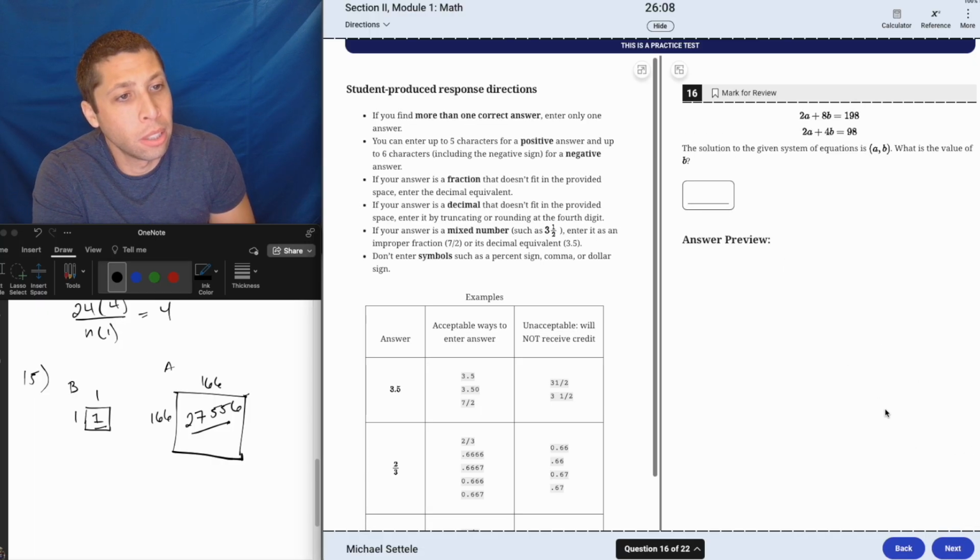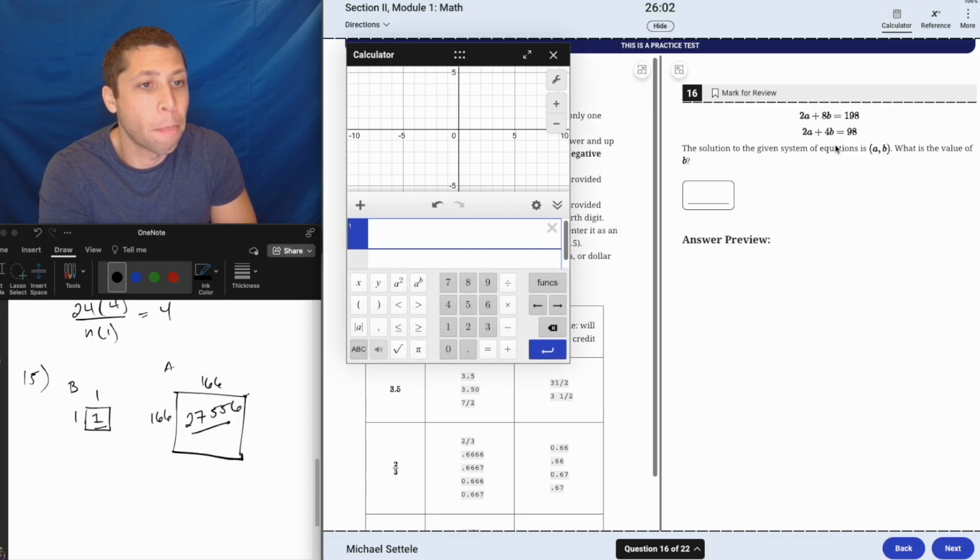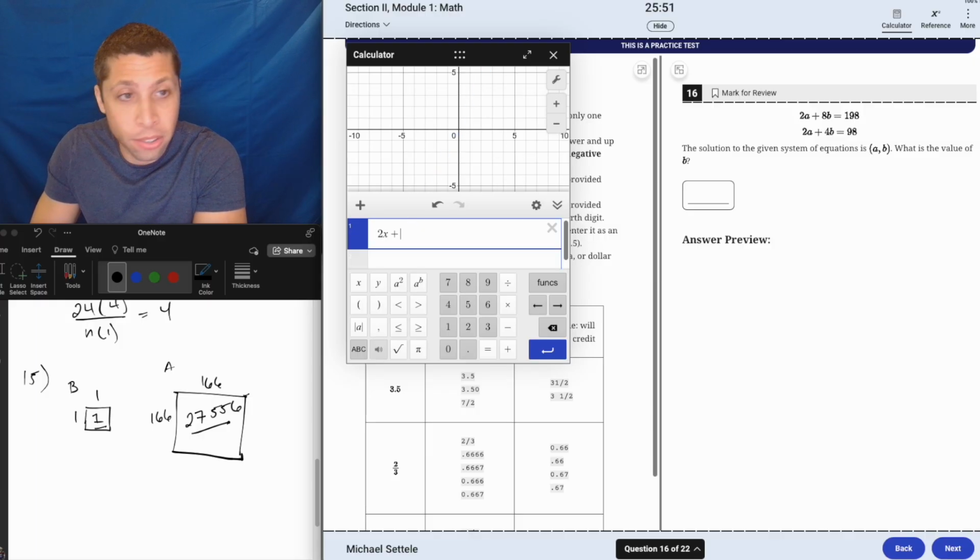Okay, solution is (a, b). What is the value of b? Okay, so anytime I have complicated systems of equations, I'm going to go to Desmos. Now, the problem is if I type this in exactly as written, it's not going to let me do it because it doesn't know what a and b are. This isn't the AB plane. This is the XY plane. So let's just convert it to x's and y's.